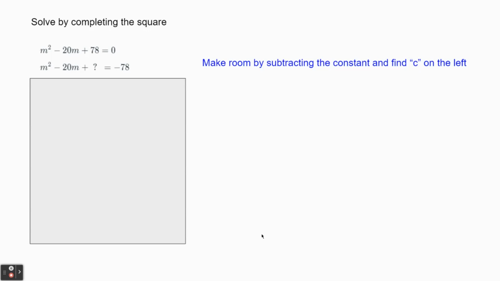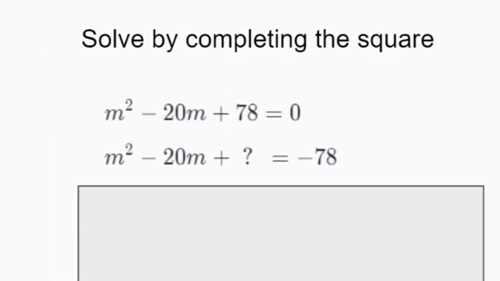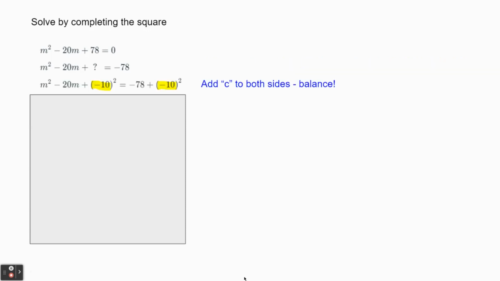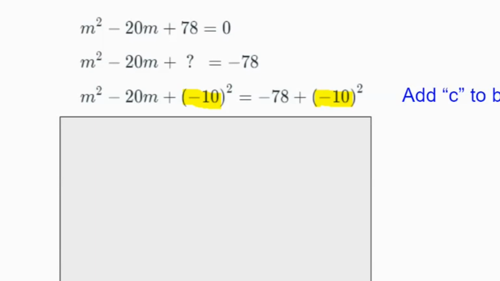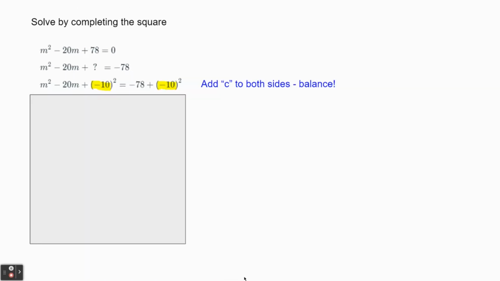So what I've done here is I have subtracted 78 and I put a question mark there, and that's what we've been practicing so far. What would go there to make it a perfect square trinomial? Well, let's see here. Negative 20 divided by 2 would be negative 10. And then we need to square it. That value we're going to add to both sides is negative 10 squared. And we have to add the same thing to both sides to keep it balanced.